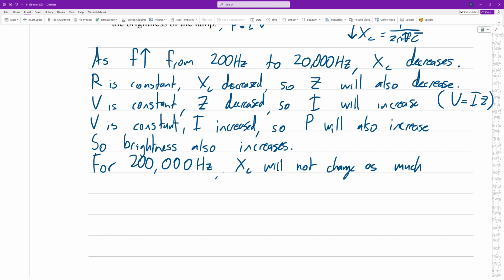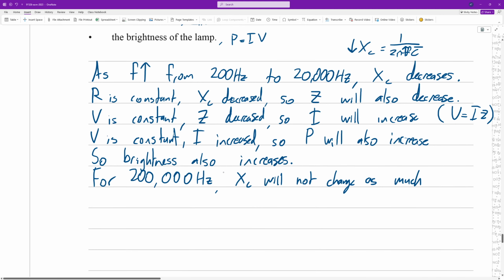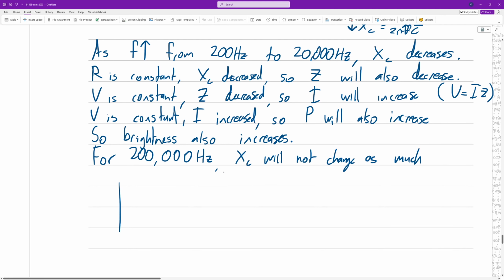Well, looking at the equation for XC, it's an inverse function, right? 1 over F. And so the inverse function looks like this, right? It's part of a hyperbola. And so at the start, if you multiply by a factor of 10, it's a large drop. But if you go 10 again, it's a smaller drop. And so this really, really high frequency isn't actually going to change the reactance much.